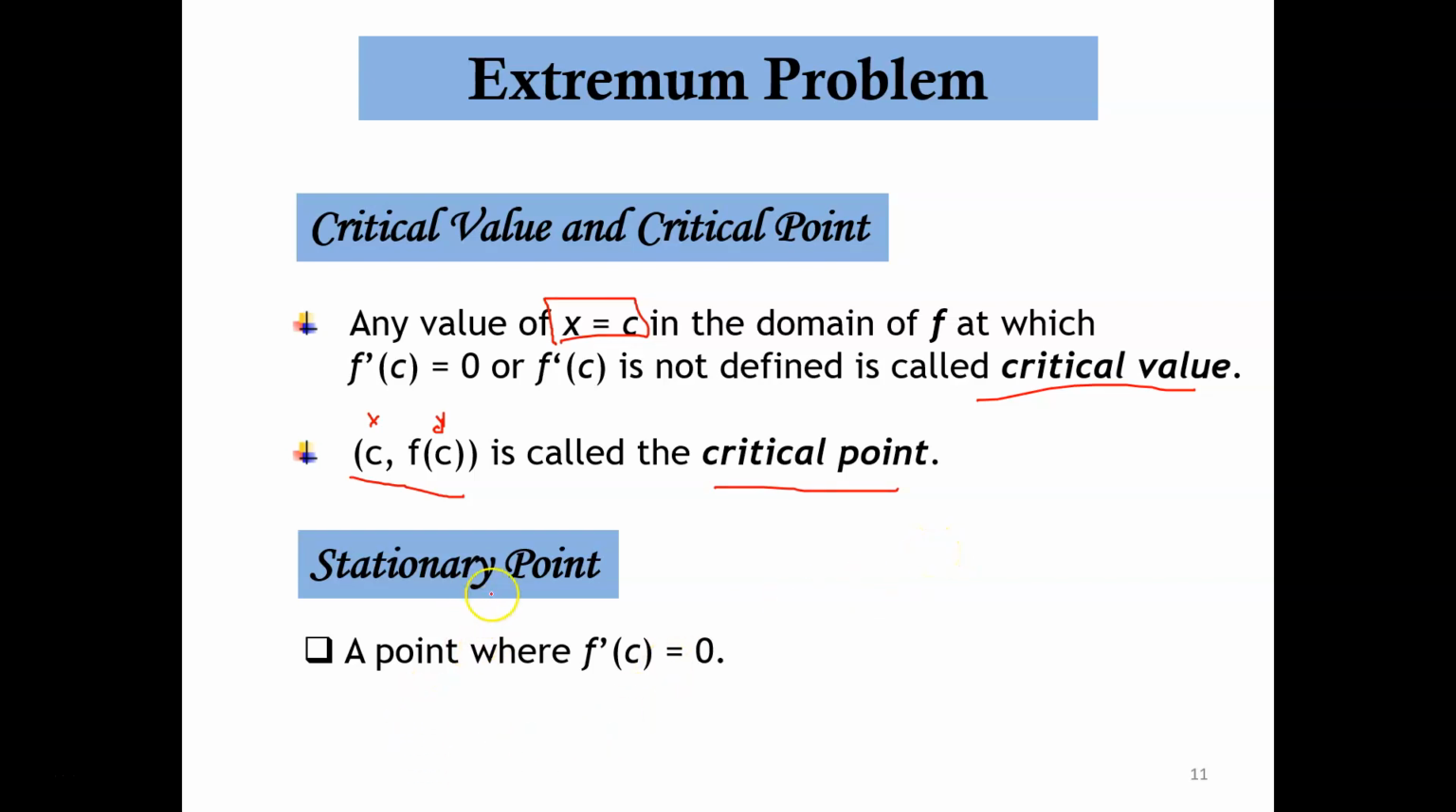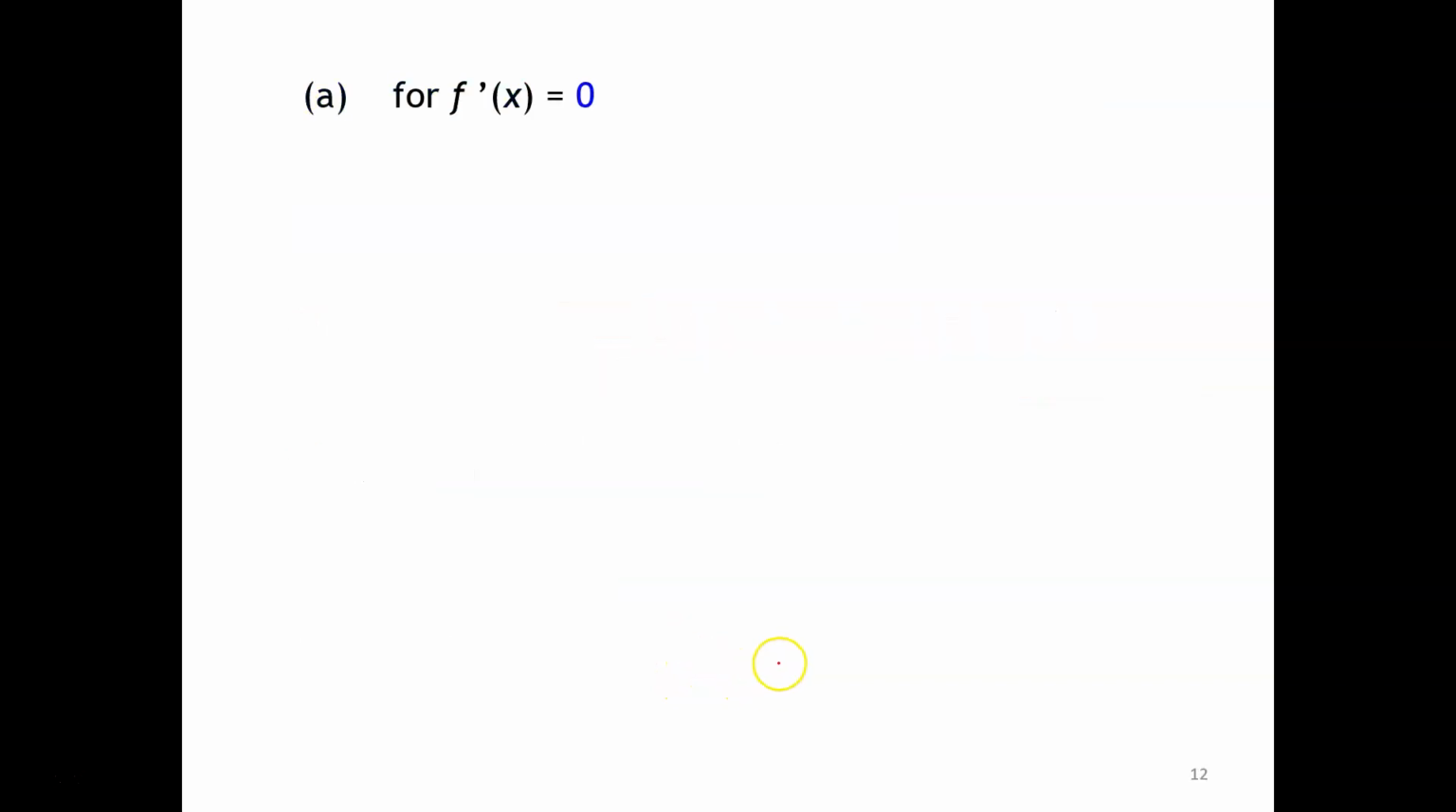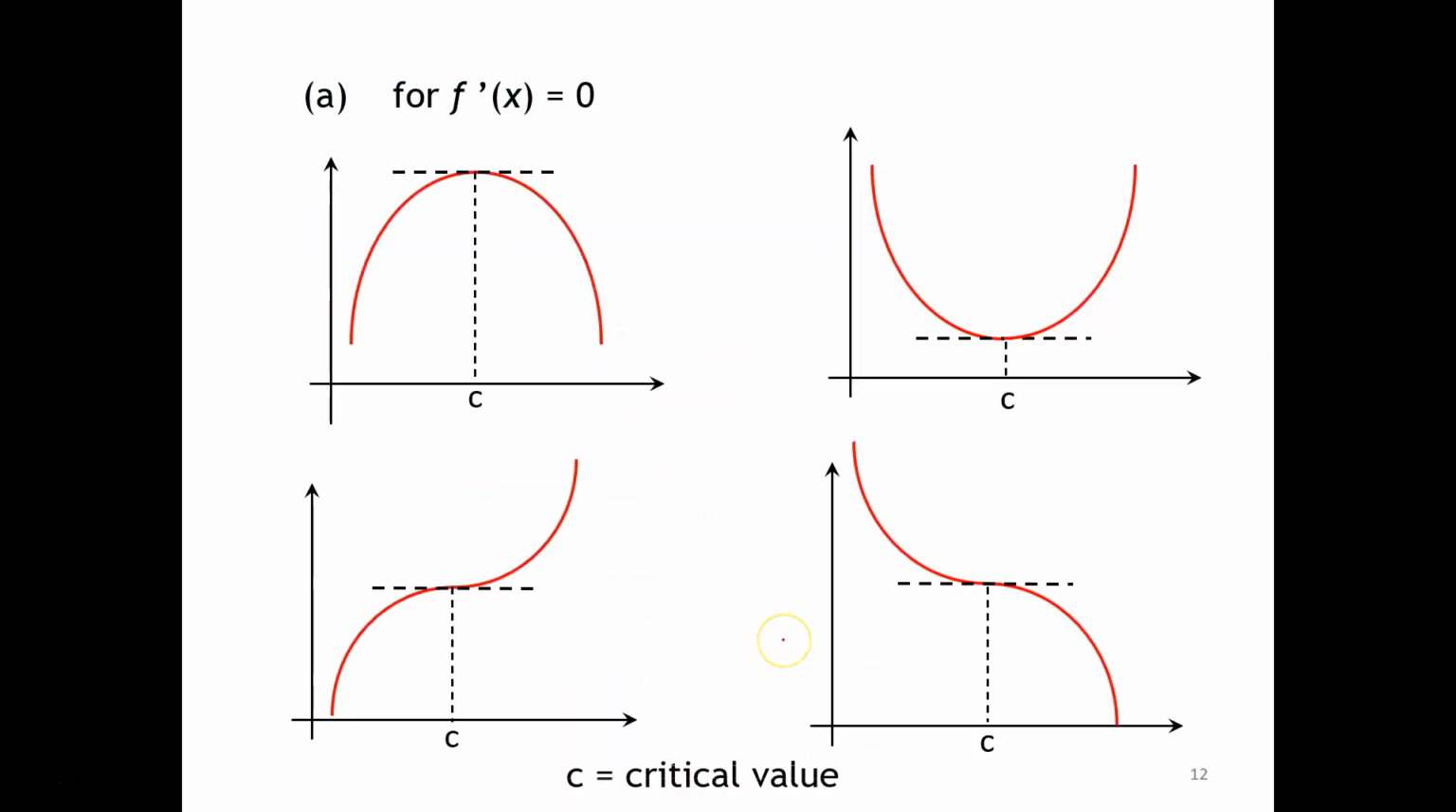Okay. Stationary point meaning dia tidak bergerak. If you have learned physics before, stationary mean dia tidak bergerak. Okay, so dia berada, dia punya first derivative tu equal to 0. Okay. Let's see over here.